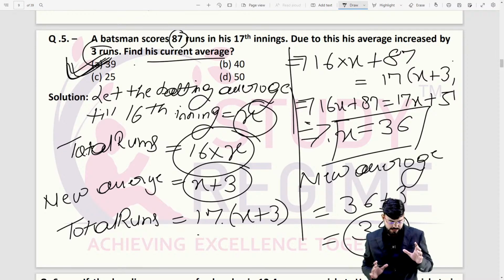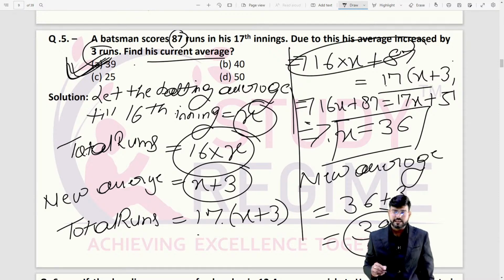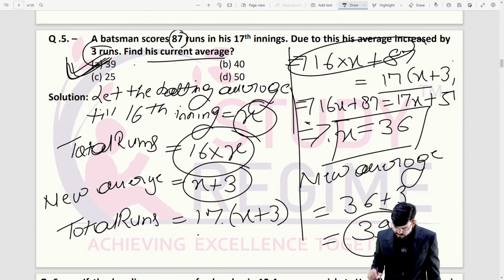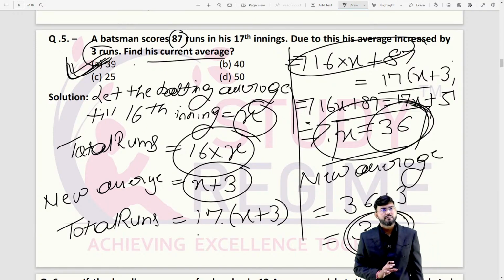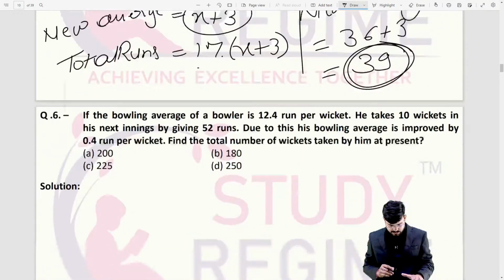I will just repeat it once more. Till the 16th inning, I assumed the average of the batsman as X. Now he has made a total number of runs equal to 16 into X. Now I have added the runs made by the batsman in the 17th inning. After adding these runs, I have equated it to 17 into X plus 3. Why? Because after making 87 runs, his batting average increased to X plus 3. Now just equating the total number of runs, I get the previous average of the batsman as 36. Now in the question it has been asked what the new average is. So I have written 36 plus 3. So it will become 39. Clear? Very easy question. Chalo, let's move on to the next question.